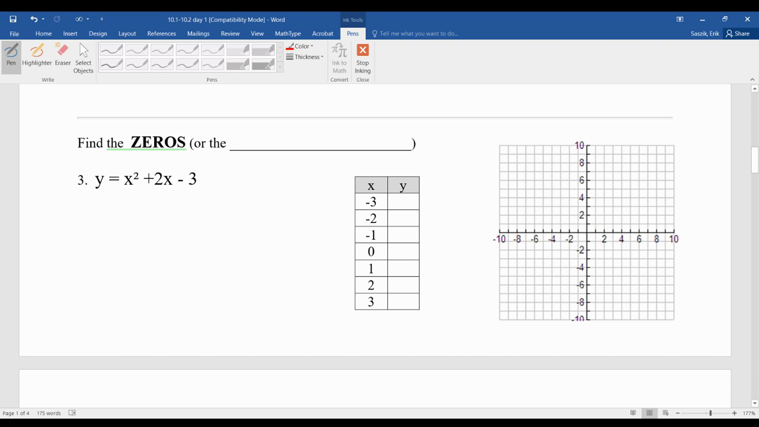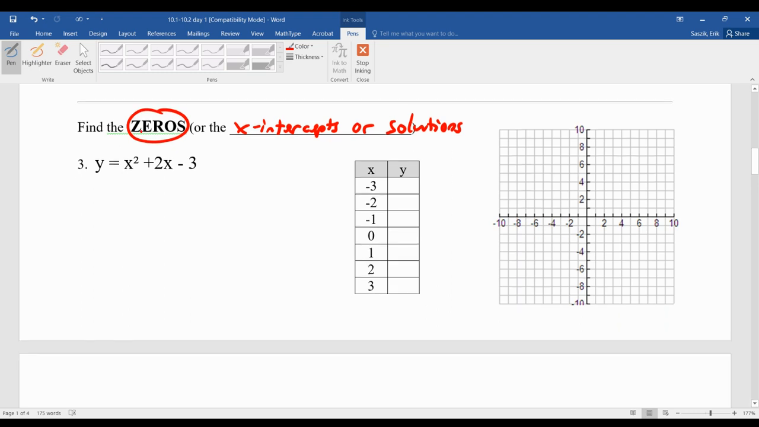So here's another term, zeros. It's the same thing as x-intercepts or solutions. So there's actually 3 terms for the same thing. X-intercepts, solutions, zeros, they all mean the same thing. It's called zeros because the y would be 0. Again, just like we did a moment ago, we could factor this, and this would give us zeros of x equals -1 and x equals -3.